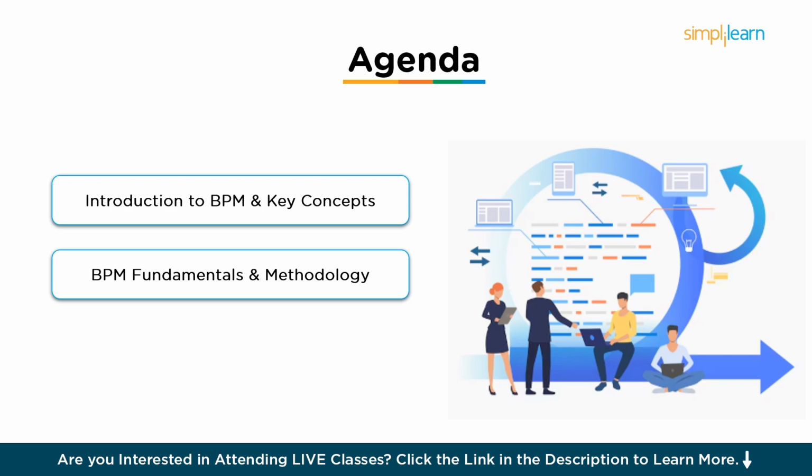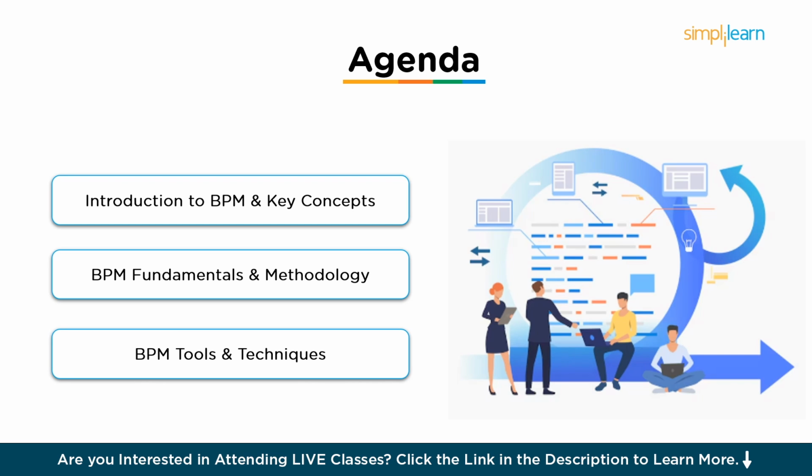This section will cover the principles and best practices that form the backbone of BPM. You'll discover the different models and approaches used in process management, such as process mapping, continuous improvement, and process reengineering. We will also discuss the role of data and metrics in optimizing processes. Finally, we will look at the tools and techniques used in BPM. This includes process modeling tools, software platforms, and other techniques that help organizations automate, monitor, and improve their business processes.